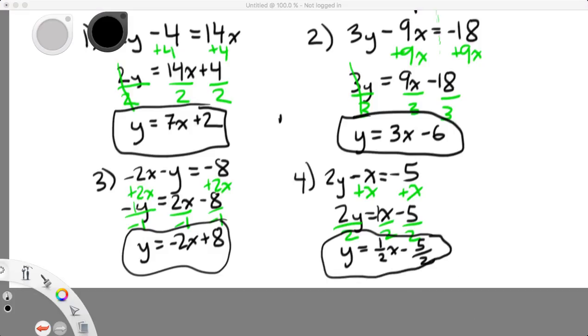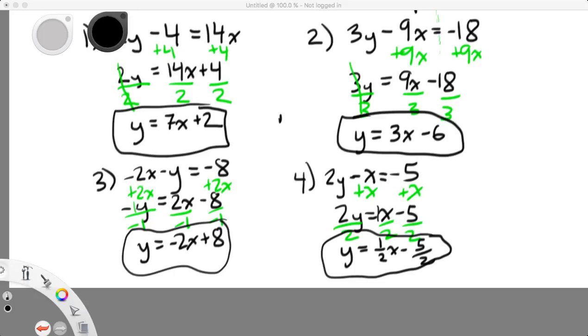Great. And my last one is going to be 2y minus x equals negative 5. Again, I'm going to start by adding just x to both sides. And I'm going to end up with 2y equals x minus 5. And then I'm going to divide everything by 2. Divide by 2, divide by 2, divide by 2.